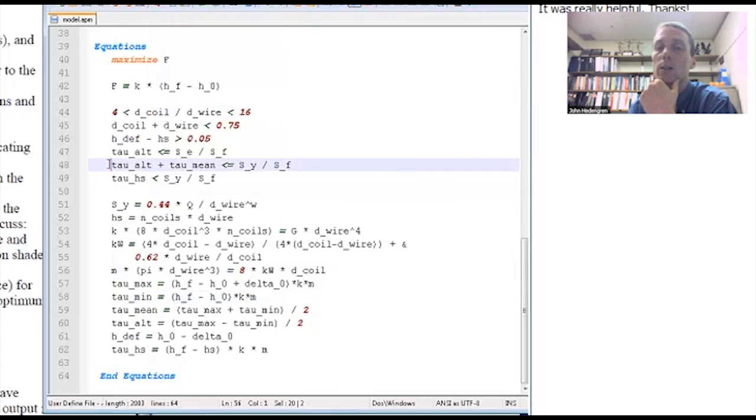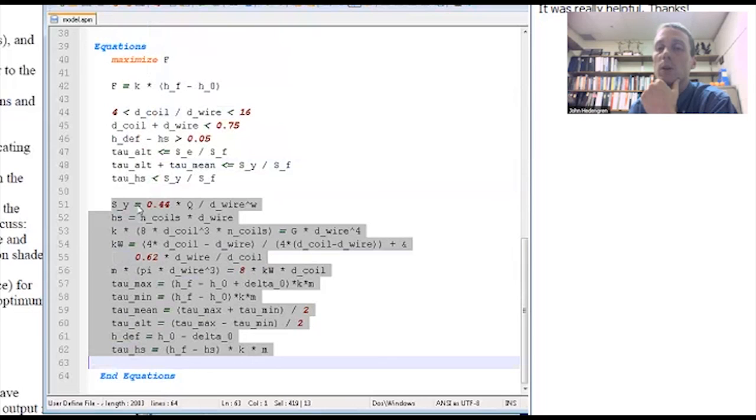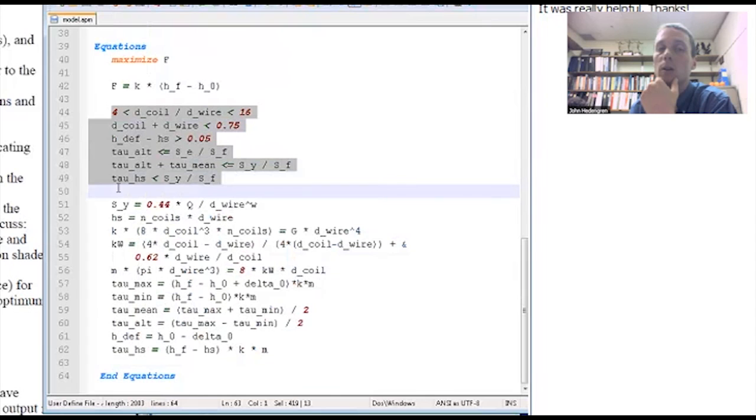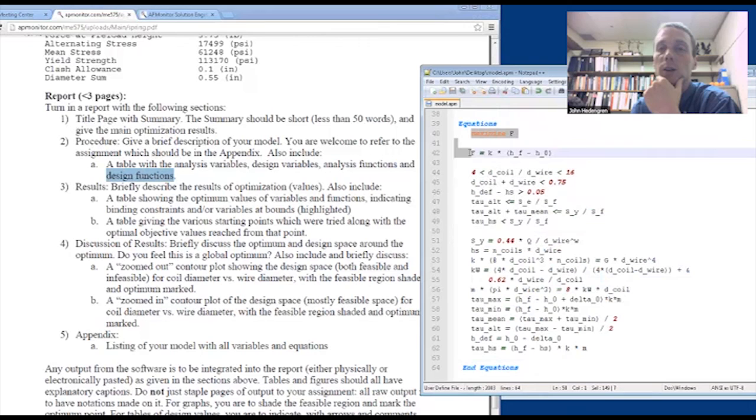Okay, so these are analysis functions. You're just computing things as a function of other variables or parameters. But constraints that are binding, that influence your solution, these would be your design functions. And your objective function is a design function as well.